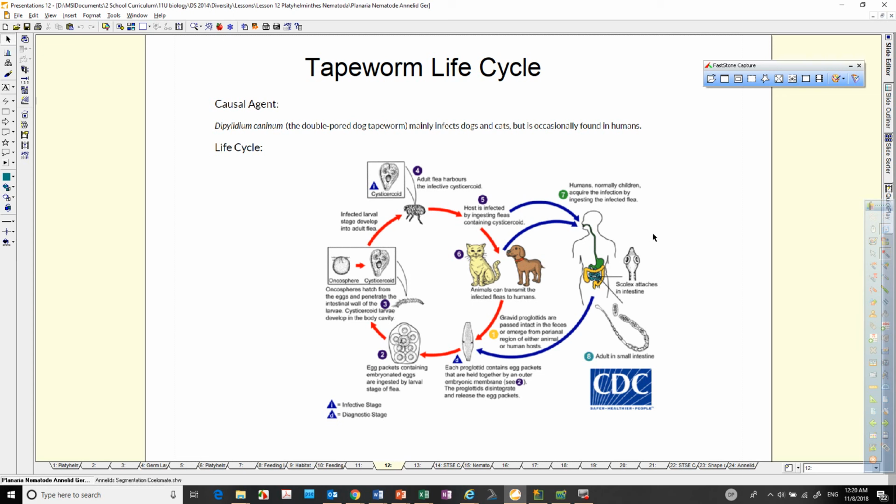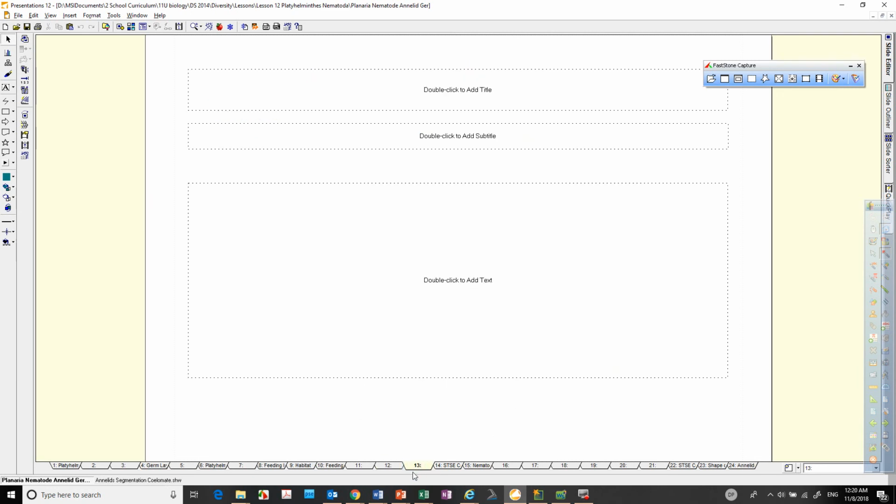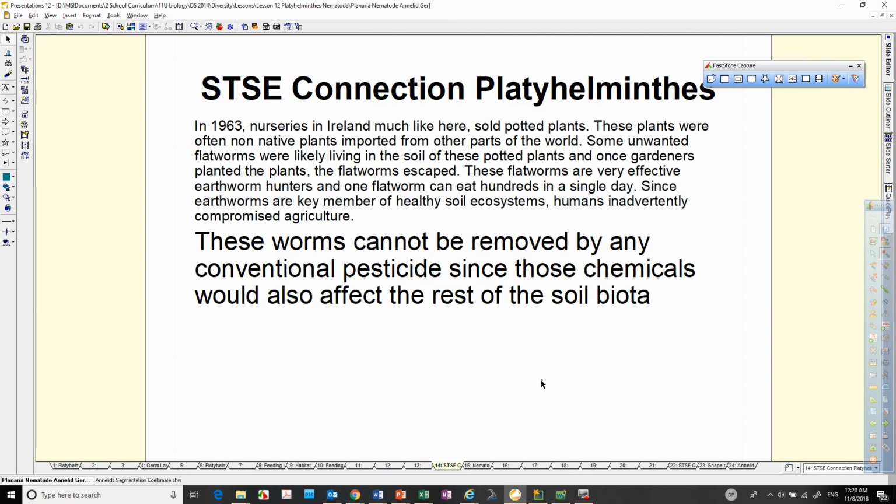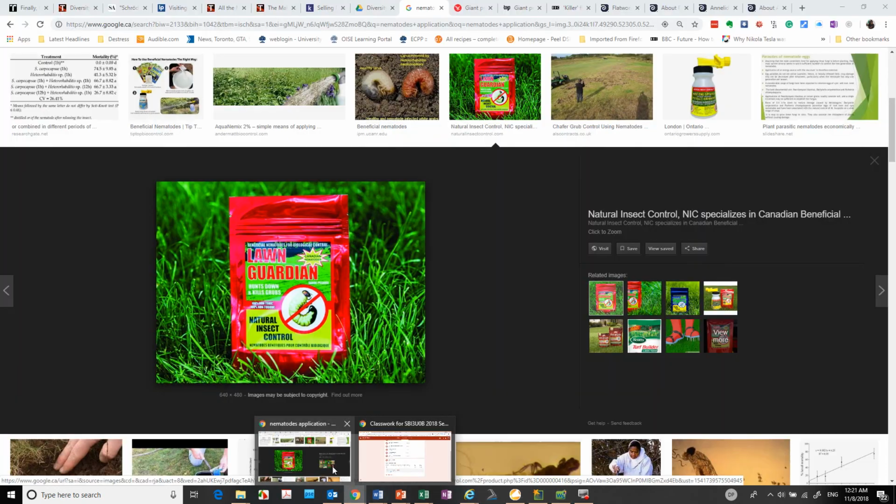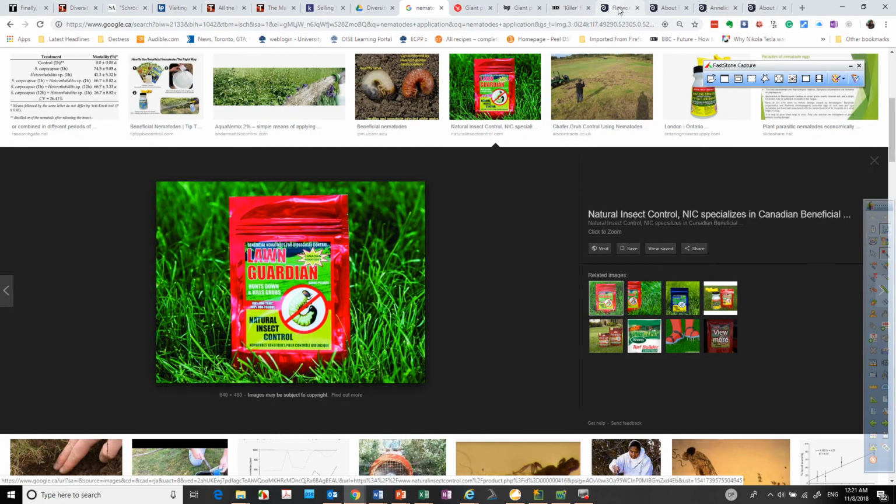Fleas are typically a vector that will carry the tapeworm, and when they bite the cat or dog, they'll inject the tapeworm into its body, and it'll grow. In the video, which I would like to show you, I would have shown you a tapeworm that lives inside the human host. So they live inside our stomach, and it's not common, but if it does happen, it's quite unpleasant.